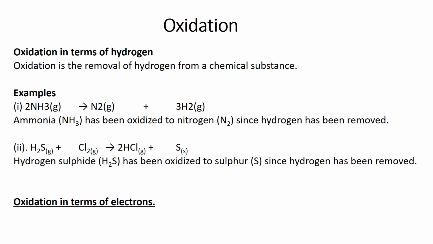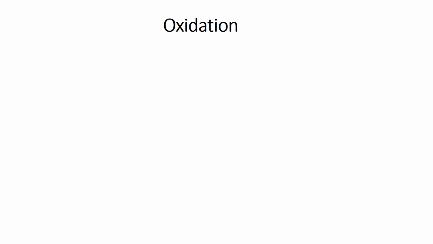So the other definition involves electrons. In terms of electrons, we can say oxidation is just loss of electrons from a chemical substance. So when something loses electrons, we say it has been oxidized. So here's an example. Copper can break down to form its ion by removing these two electrons. So in this case, we say copper has been oxidized.